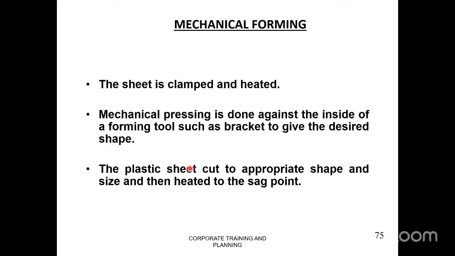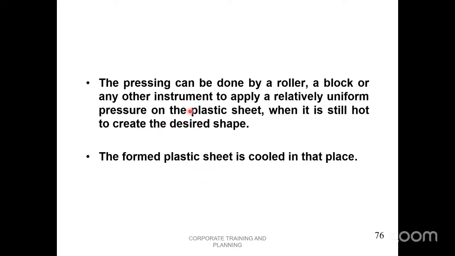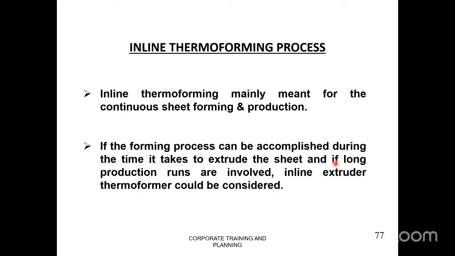The plastic sheet is cut to an appropriate shape and size, and then heated to the sag point. The pressing can be done by a roller, a block, or any other instrument to apply relatively uniform pressure on the plastic sheet while it is still hot to create the desired shape. The formed plastic sheet is cooled in the same place. In the mechanical industry also, we mold galvanized sheet like this, but here you have to heat the plastic sheet first.